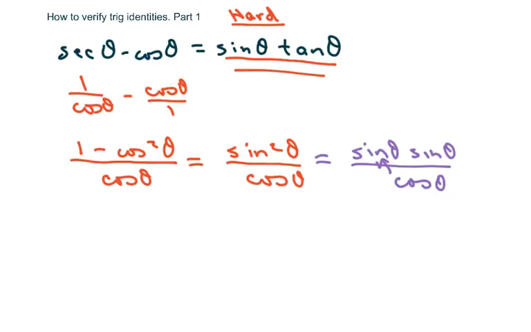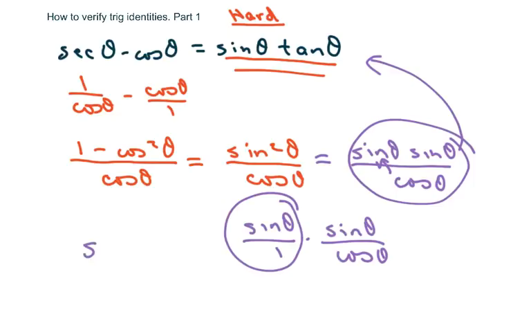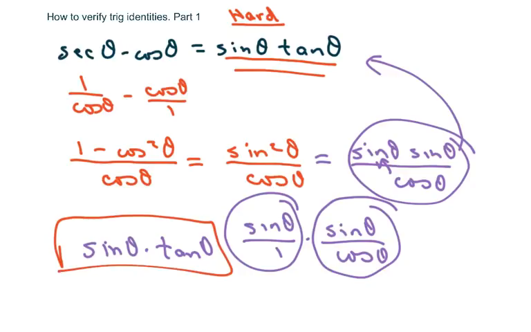I'm going to write it as sine, because I have to force this to look like that. So I'm going to write it sine of theta over 1 times sine of theta over cosine. So this just equals sine of theta, and this equals tan of theta. And now we forced it to match. So basically, this next set we're doing is trying to really look at what we want here.